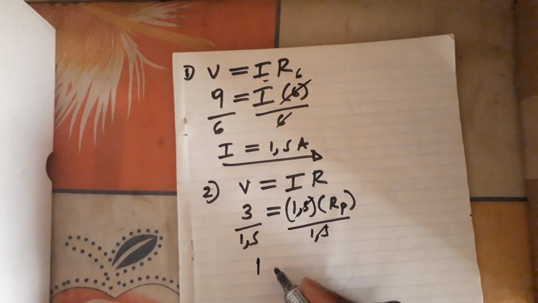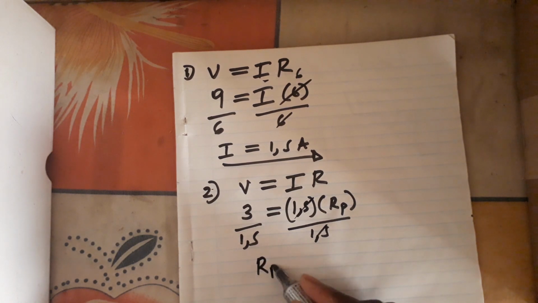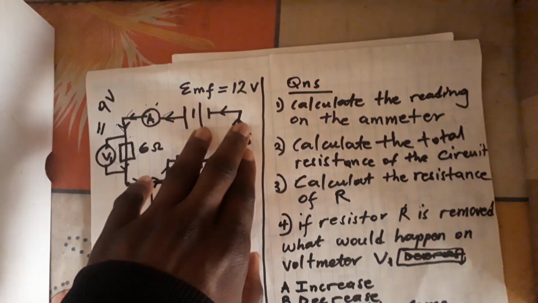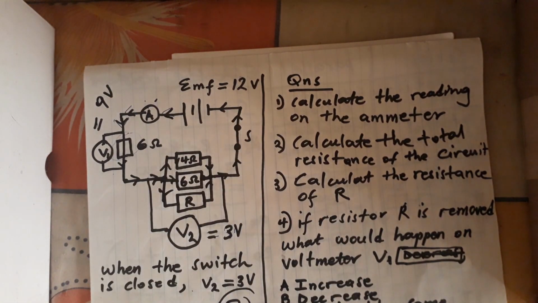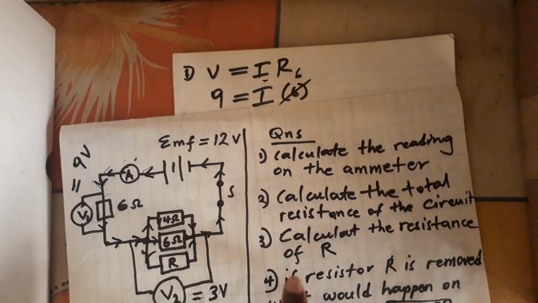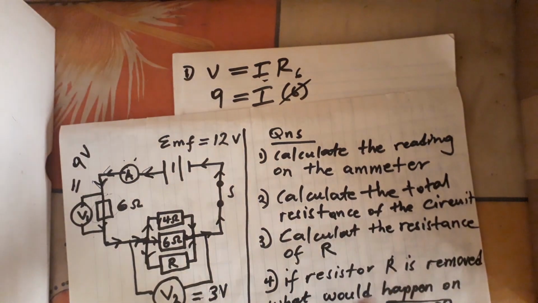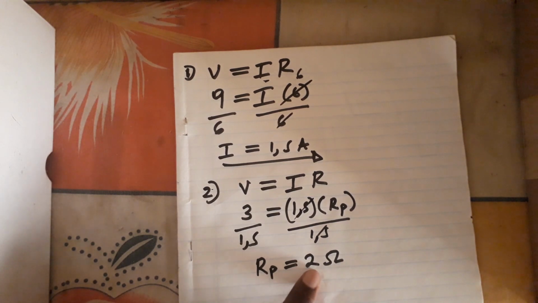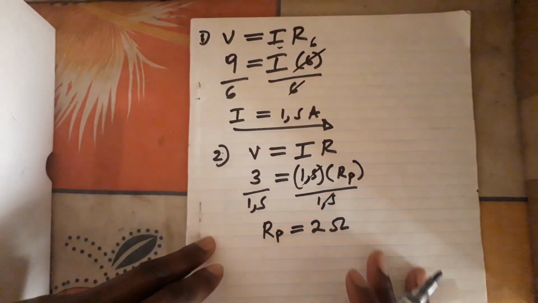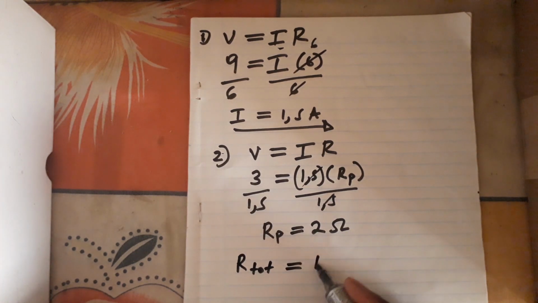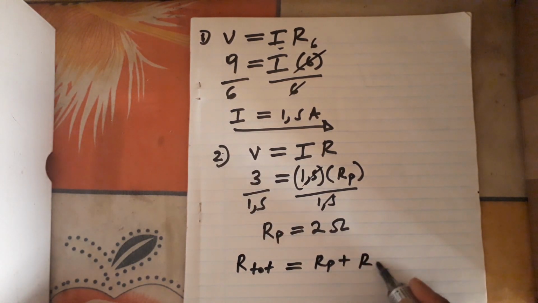This is going to cancel with this, and we are going to get Rp as 2 ohms. It means that the effective resistance of the parallel connection is 2 ohm. The question was saying calculate the total resistance of the circuit. This is the effective resistance of the parallel section. So what are we gonna do now? We are going to say R total is equal to Rp plus Rs.